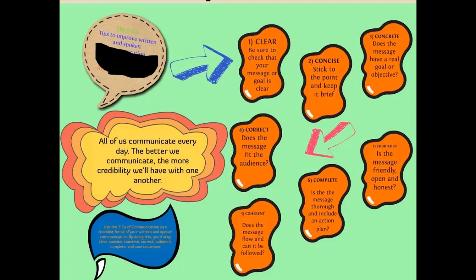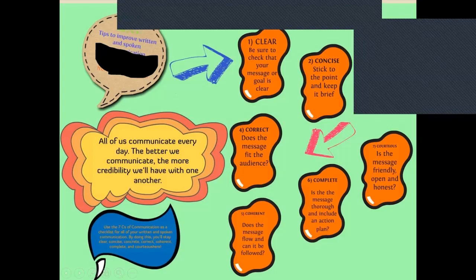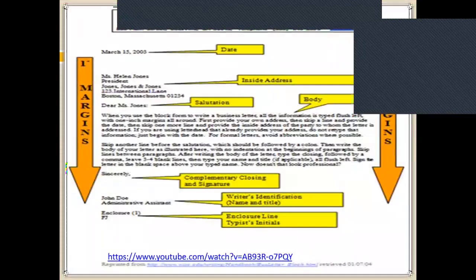Is the letter which you are giving thorough, and does it include an action plan? And number 7 is courteousness. Is the message friendly, open and honest? So first C is clear, second is concise, then concrete, correct, coherent, complete and courteous.